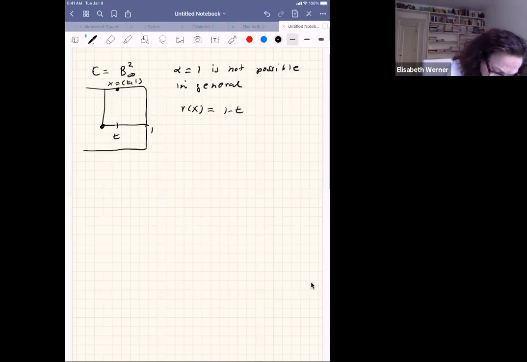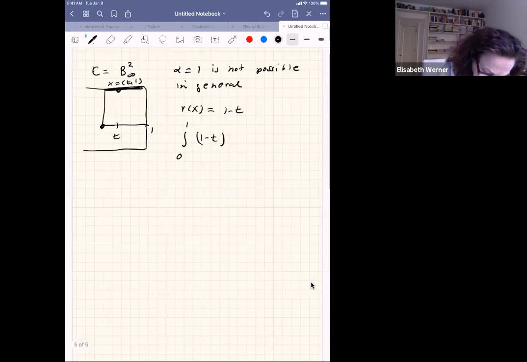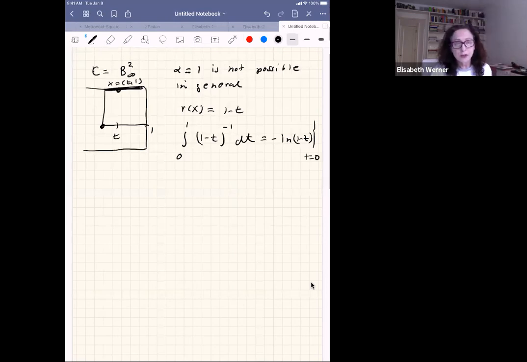So if we integrate the rolling function, I'm not going to do the integration over the whole boundary, but just over this part here, say. Integrating the rolling function over this part of the boundary of the cube corresponds to looking at the integral from 0 to 1 of the rolling function, 1 minus t, raised to the power, because we have written r to the minus alpha. So alpha equal to 1 means that to show this is not possible, we have to look at this integral dt. And we of course see that this is ln of 1 minus t, with a minus sign, from 0 to 1, and we see that this is not finite. So we cannot, in general, take alpha equals 1, and the cube is an example for this.